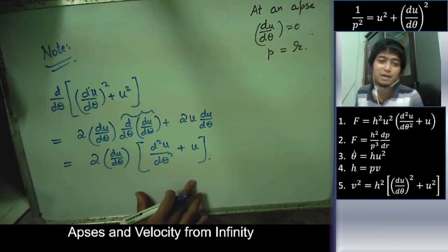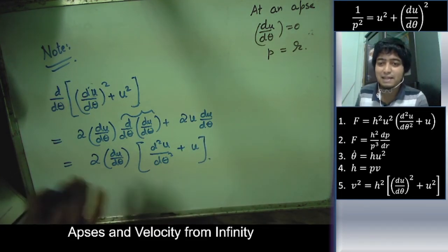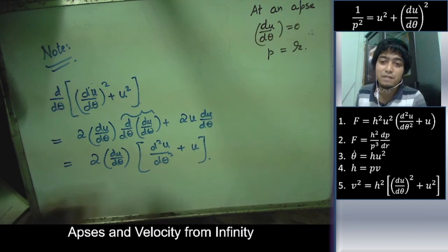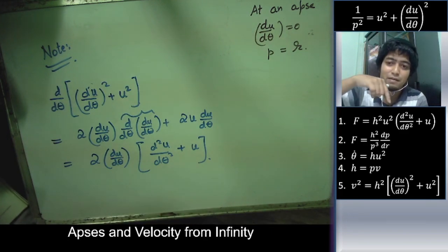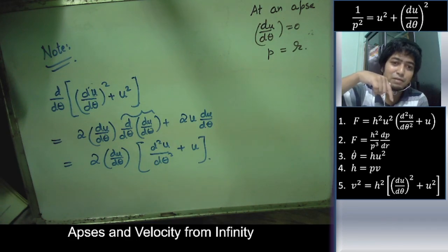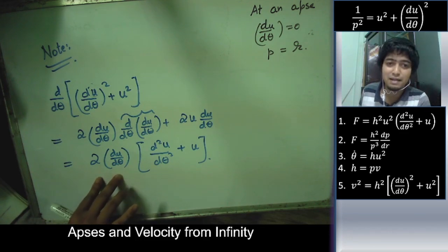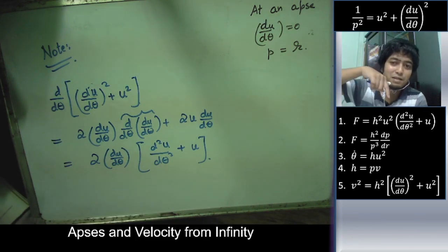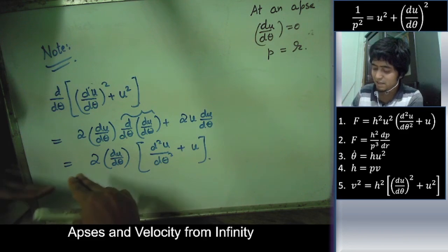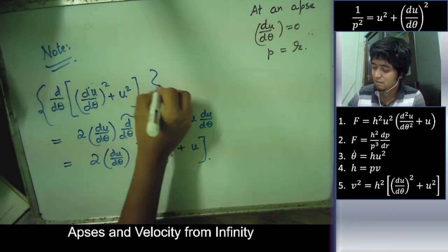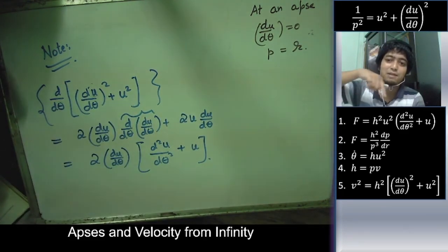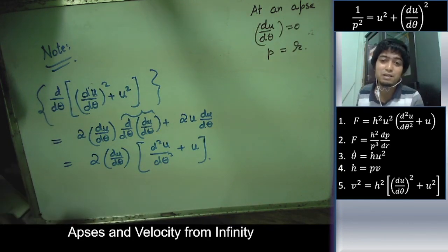So keep this in mind. When exactly are we going to use this? Just take a look at equation 1. You are saying d²u/dθ² plus u. So in equation 1, what we will do most of the times is multiply by 2 du/dθ. Once we multiply by 2 du/dθ, we will transform this into something that looks like this. So keep in mind, equation 1, you will always have to multiply by 2 du/dθ.